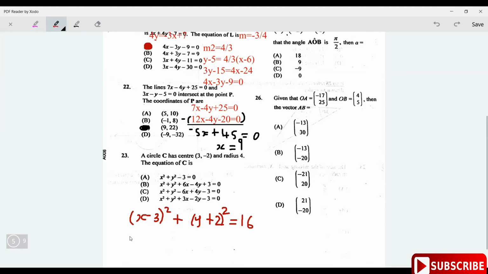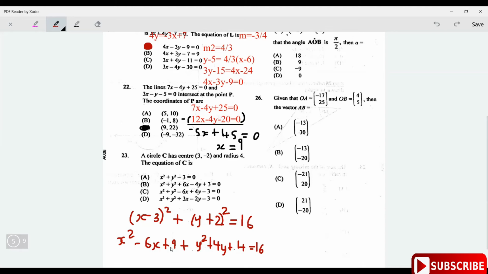So all you need to do is expand this bracket, and what you're going to get is x squared minus 6x plus 9. Then you're going to have plus (y plus 2) all squared, which is now going to be y squared plus 4y plus 4, and that's equal to 16. Nice and easy. So all you do now, you have x squared, y squared, minus 6x plus 4y. Now 9 plus 4 is 13. Subtract 16 from 13, you get minus 3. Look which answer is going to have minus 3.